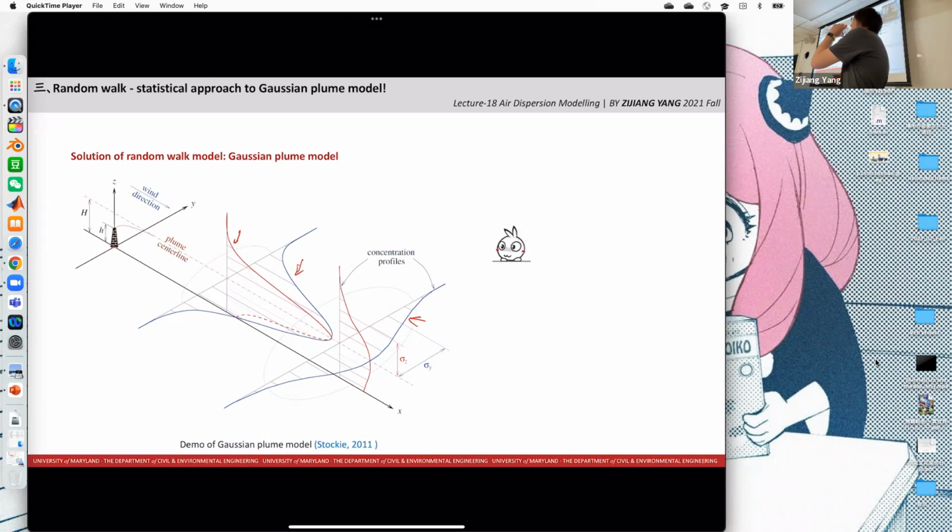Yes. So for the random walk, did you consider that the molecules can hit each other? No, we consider they are independent. Okay. And I think in reality, in the air, it is very rare for particles to hit each other.